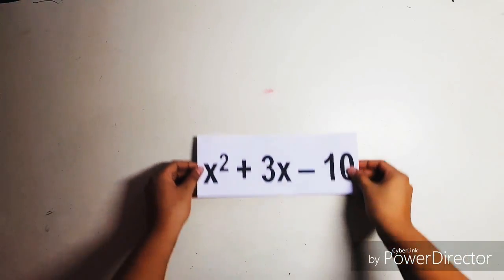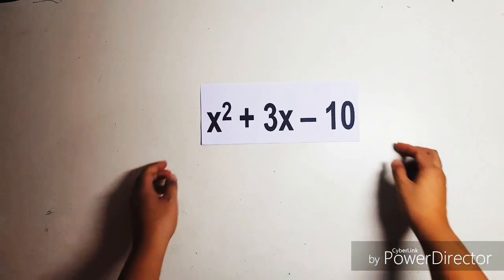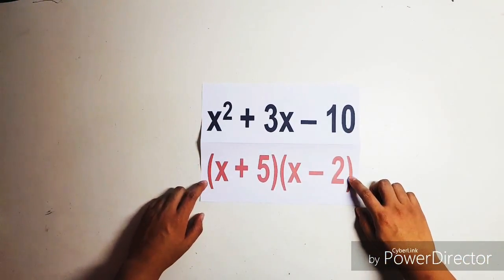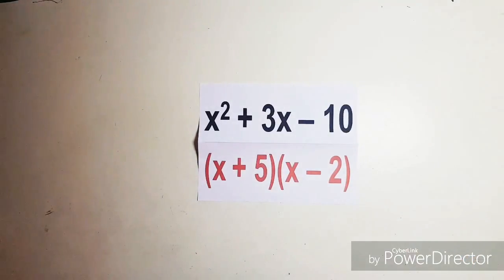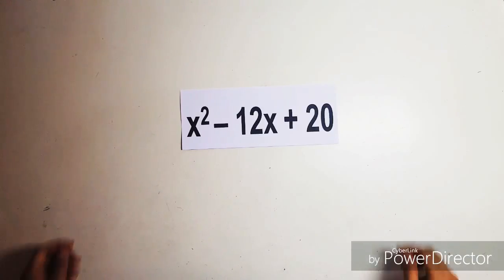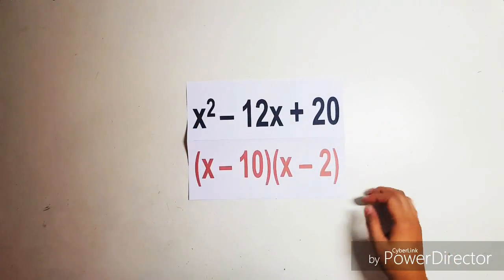Now, try this example. And the correct answer is x plus 5 times x minus 2. So how about this one? And the answer is x minus 10 times x minus 2.